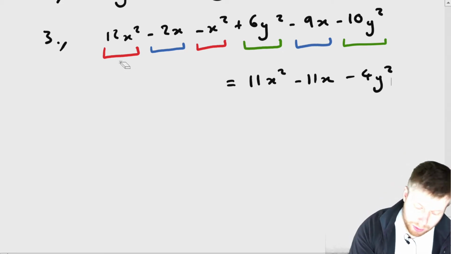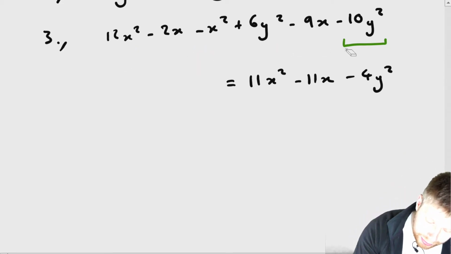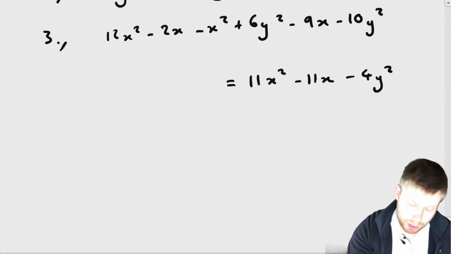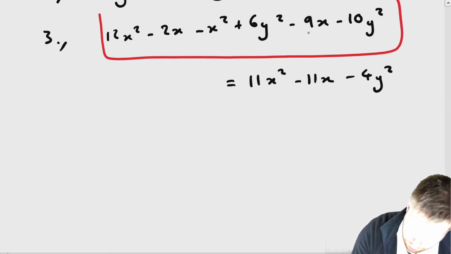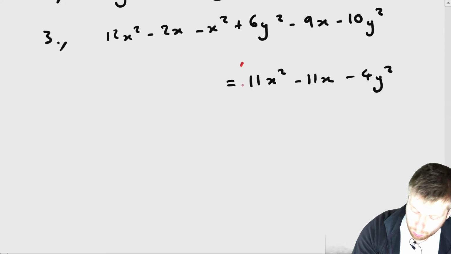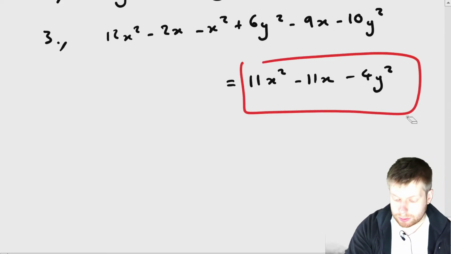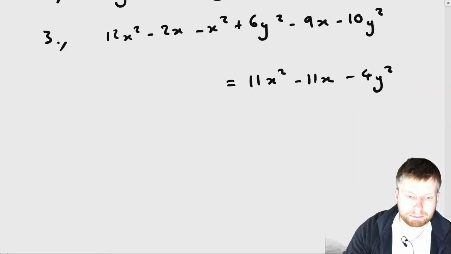So again, what do we mean by simplify here? Well, it means write this thing with fewer terms. So we started off with, let's count, 1, 2, 3, 4, 5, 6 terms, and we ended up with 3 terms at the end. So that's what we mean by simplify.